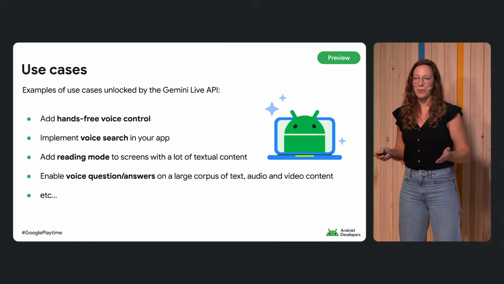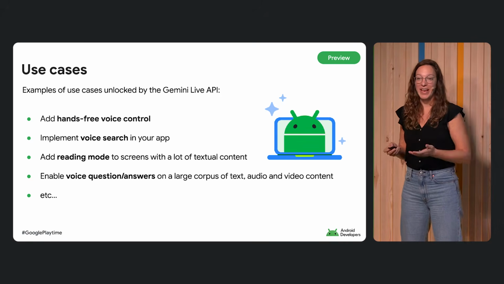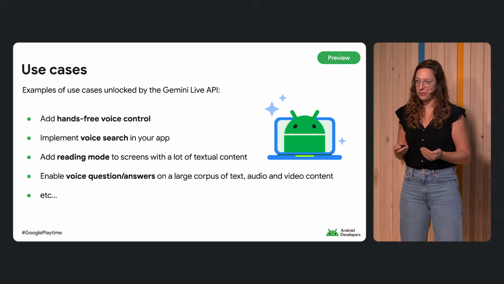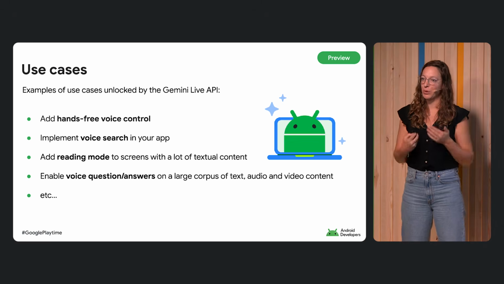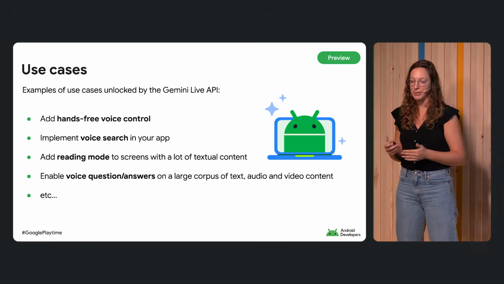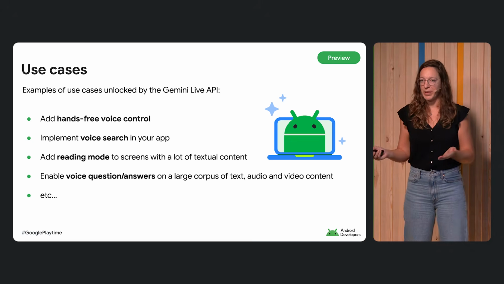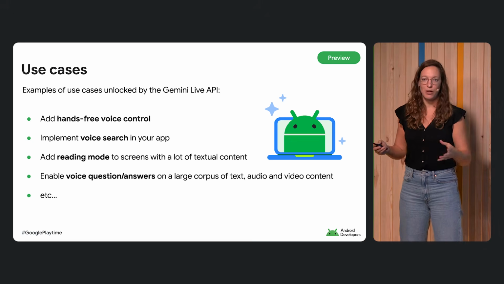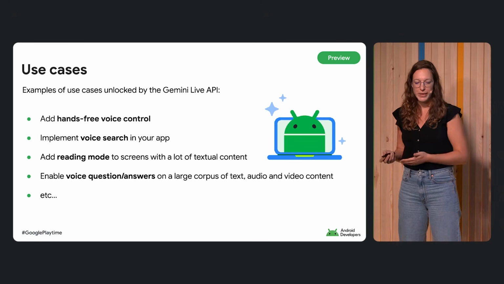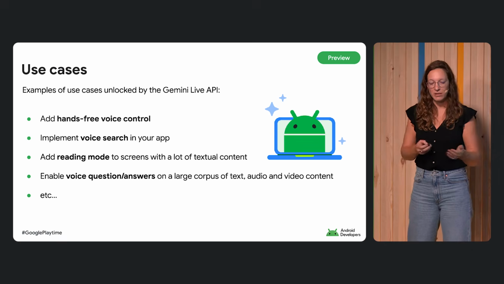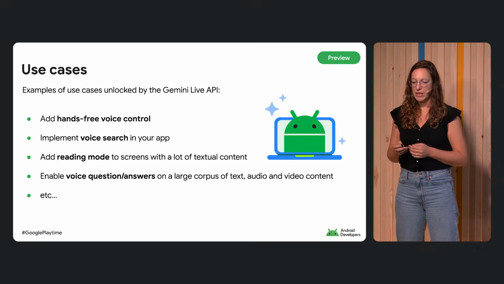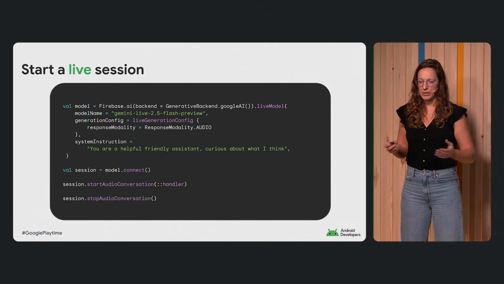And as you can see, what we're using here is the AI as kind of a voice control. So instead of having to do anything in the app ourselves, we can just have a natural conversation with our AI system and let it do the actions for us. Now, that is only one thing that you can do with the Gemini Live API. There are all kinds of different use cases, like voice search, a reading mode, questions and answers, etc. And so, how do you actually implement that?